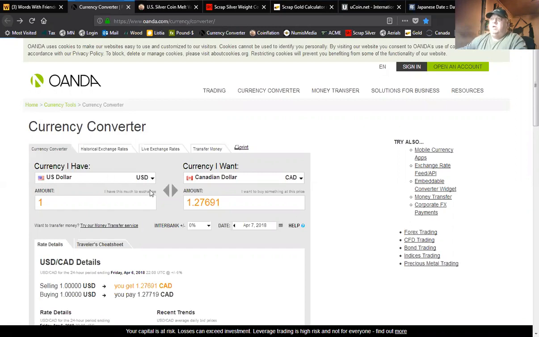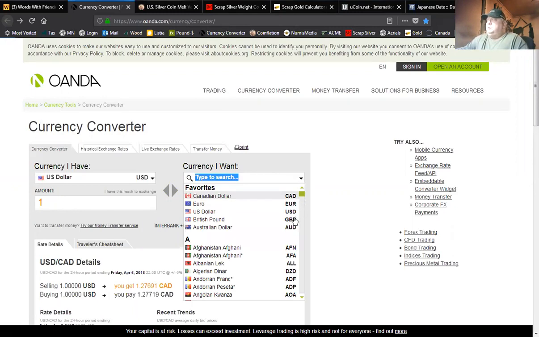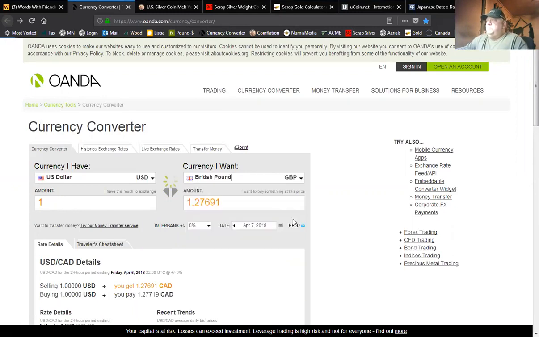The US dollar value in Canadian currency is worth $1.27 to their dollar. And this changes daily. This is an automatic update on the exchange. And if we go down to, since we have a lot of people in the United Kingdom, our dollar is only worth 71 cents. So that means the British pound is worth a hell of a lot more than the US dollar. Go figure.